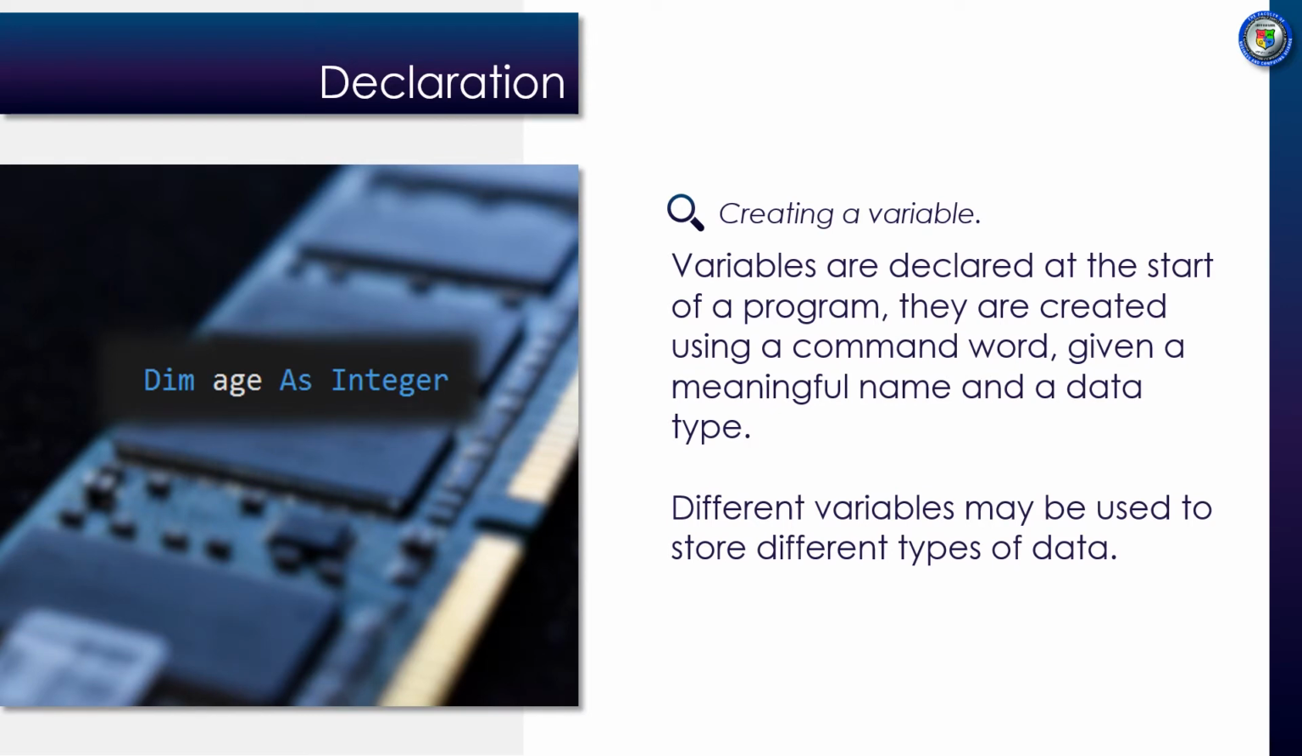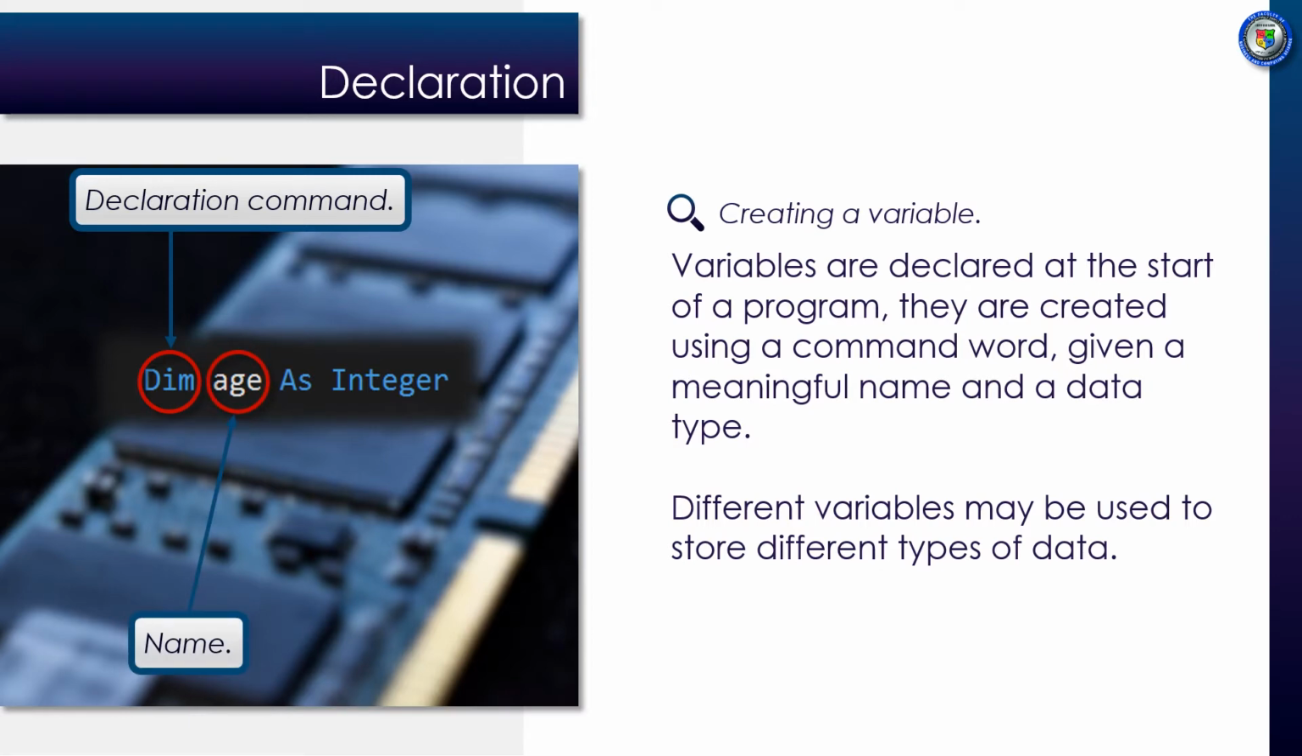Well, how do we set up a variable? Variables are declared at the start of the program. They're created using a command word or a declaration command, dim. Dim stands for dimension. The variable is then given an appropriate name. In this case, we are storing someone's age, therefore we call the variable age.